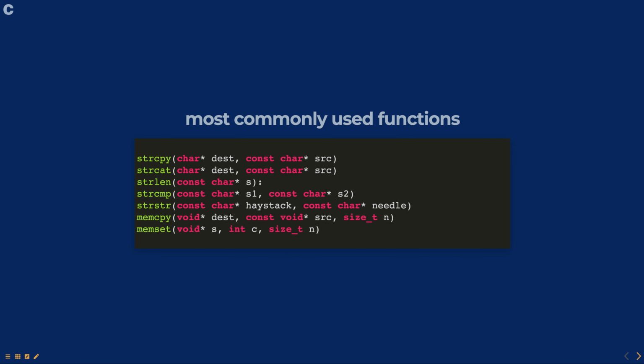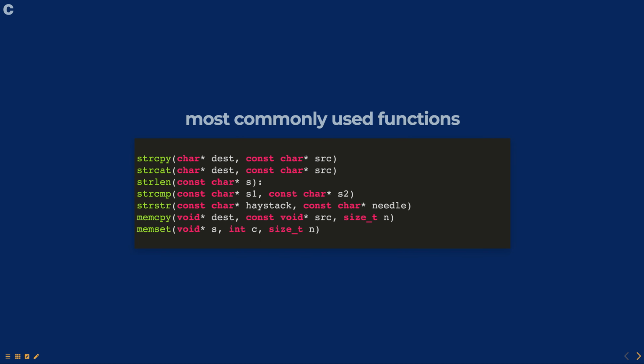strcmp compares the contents of the two strings s1 and s2 and returns 0 if the strings are equal, a negative value if s1 is less than s2, and a positive value if s1 is greater than s2. strstr returns a pointer to the first occurrence of the string needle in the string haystack.